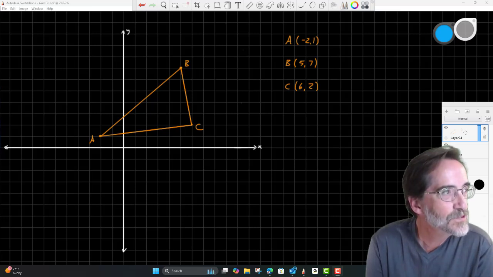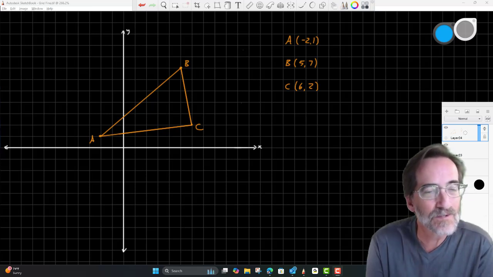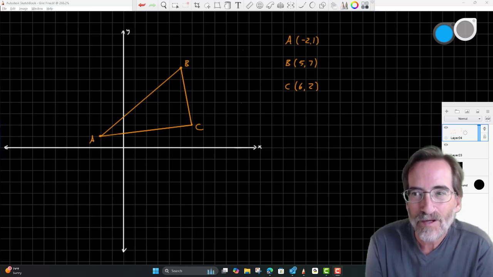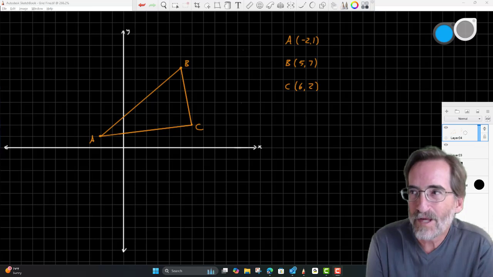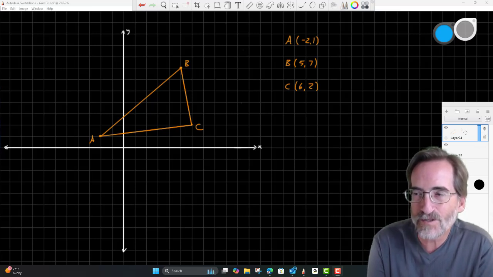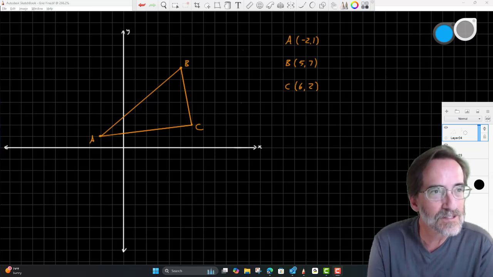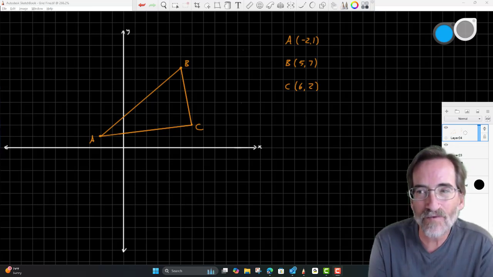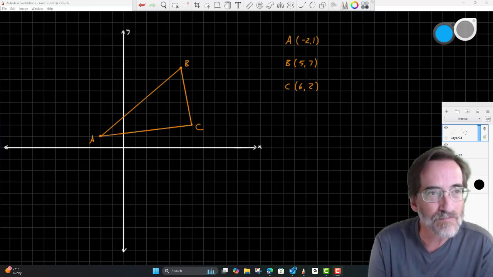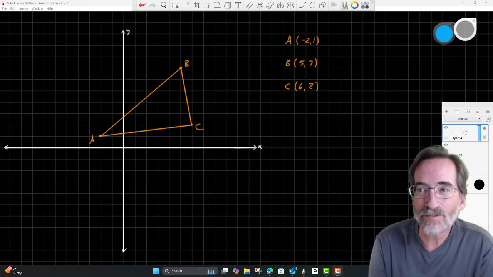This is Geometry A, Unit 4, Lesson 6. We're talking about rotations. I've got triangle ABC pictured on the coordinate system, A being (-2, 1), B being (5, 7), and C being (6, 2). I want to demonstrate how to rotate this 90 degrees, 180 degrees, and 270 degrees. Okay? 270 degrees is the same as -90 degrees.